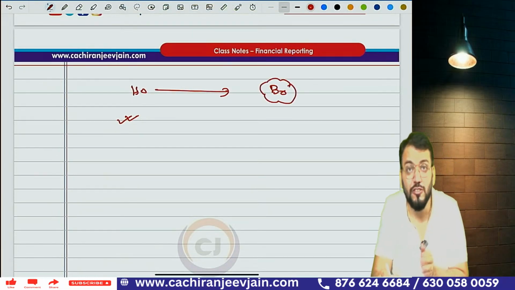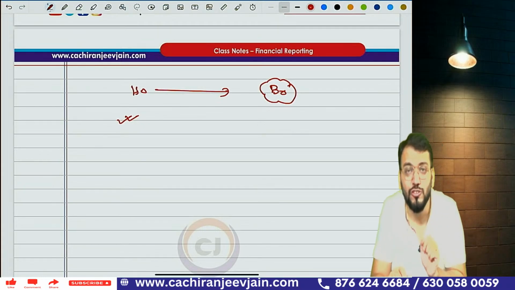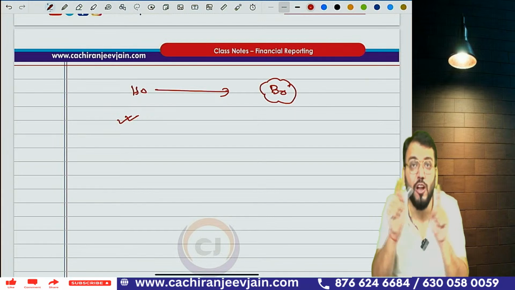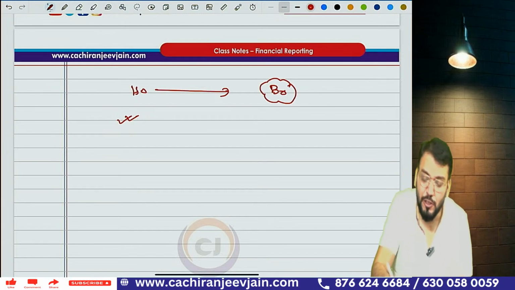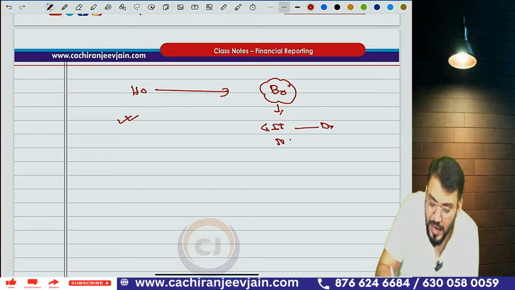Because it is not yet received by the branch, that journal entry has not been done by the branch. And because of that, the HO account in the branch books and the branch account in the head office books will not be reconciled, and therefore we will pass one reconciliation entry. So we will say goods in transit account debit to HO.